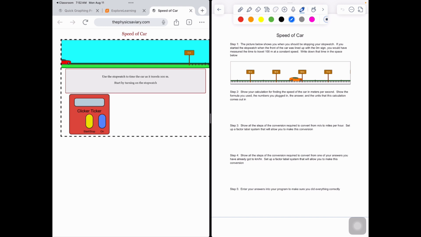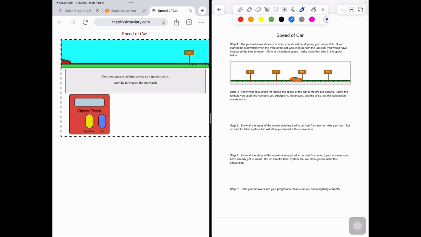Now, you're going to be prompted to find the time of a moving car as soon as you hit the on button. Okay? You're going to need to then calculate the speed in meters per second, miles per hour, and then kilometers per second. So the first thing we're going to do is calculate in meters per second.